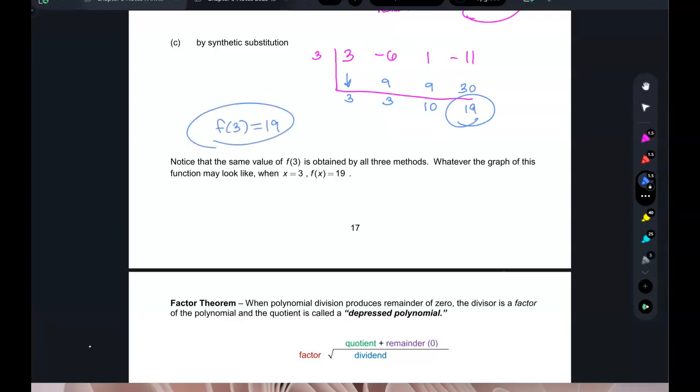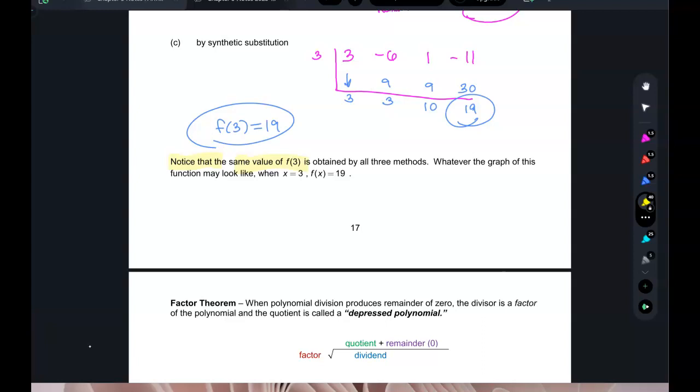So note what I put here. We get the same value of f of 3. Which one was the easiest? Well, depending on what function you're given in the beginning. But I actually think this is the easiest. It's the smallest numbers that we had to deal with and the least amount of work.